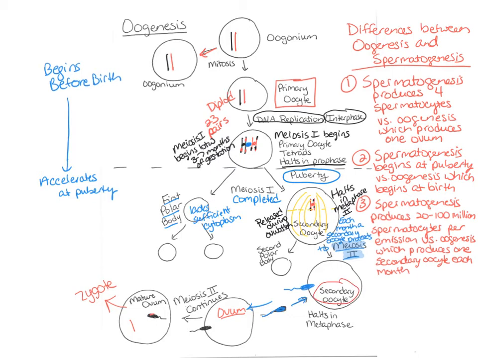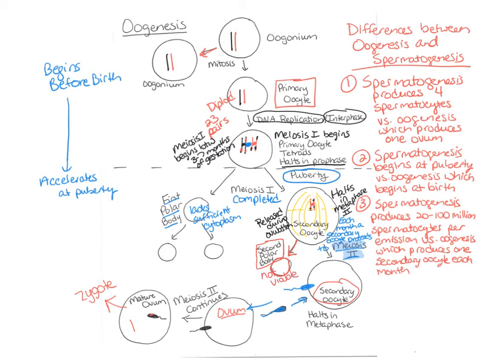So when the secondary oocyte goes through meiosis 2, only one of the daughter cells can be fertilized by the sperm. The other daughter cell from meiosis 2 of the secondary oocyte is called a second polar body. Again, it doesn't have enough cytoplasm to be viable, so it can't be fertilized.